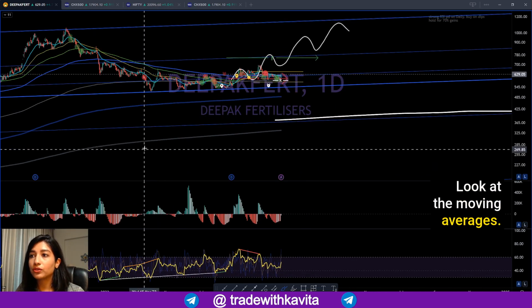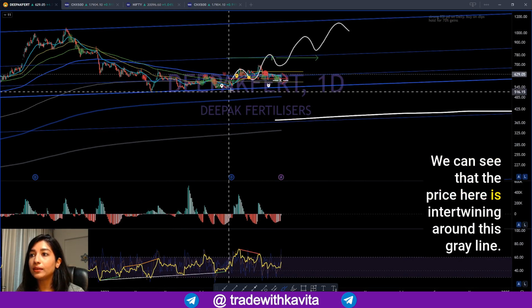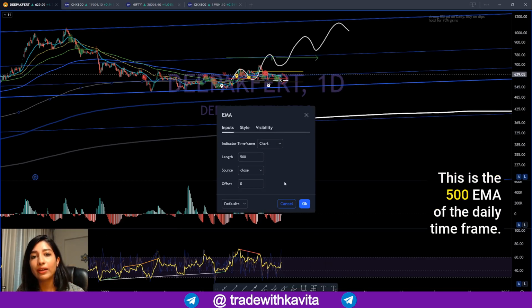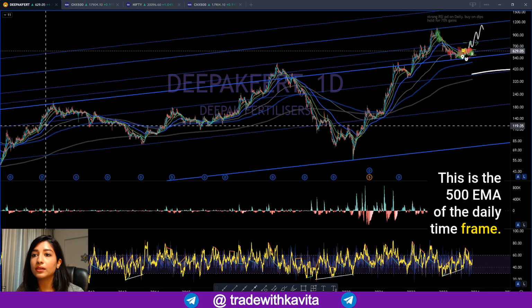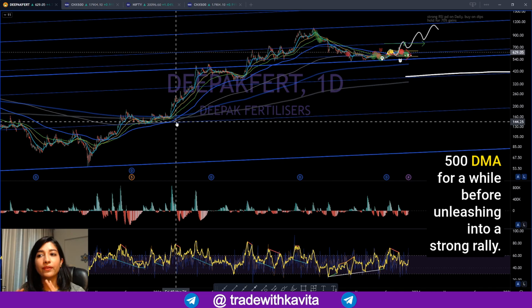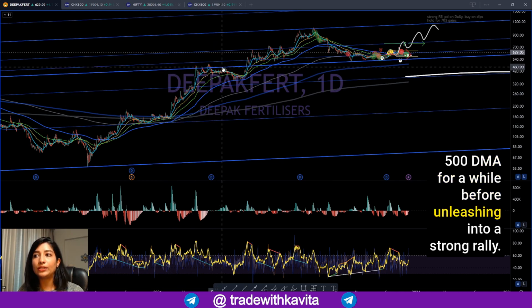Look at the moving averages. We can see that the price here is intertwining around this gray line. What is this gray line? This is the 500 EMA of the daily time frame. Here again, before the trend reversed, it weaved around the 500 EMA for a while before unleashing into a strong rally.